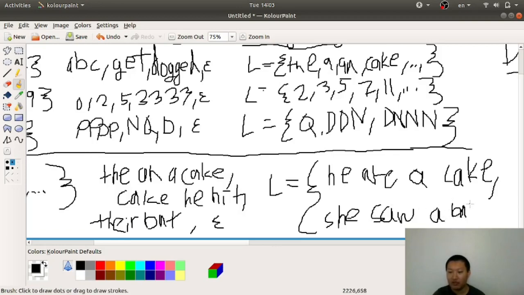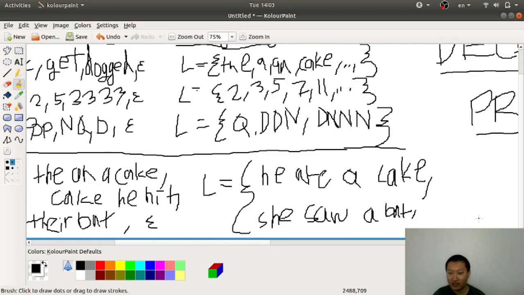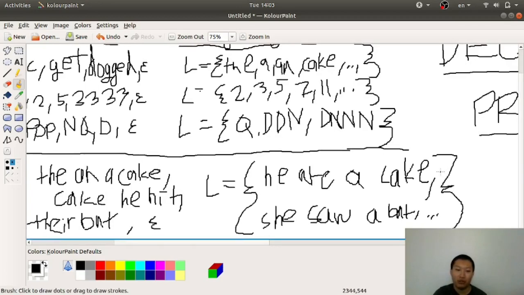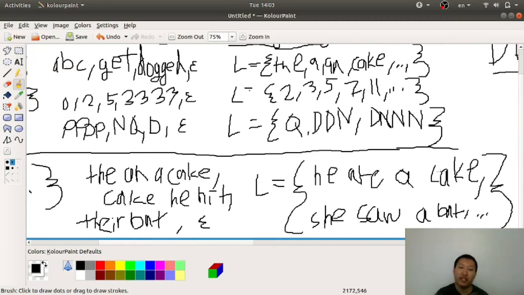These are all examples of possible things that we could have in our language. And it's going to be an infinite number of possible strings we could have. And so this is a decision problem we're going to solve. So now you can see that we've reframed our question.